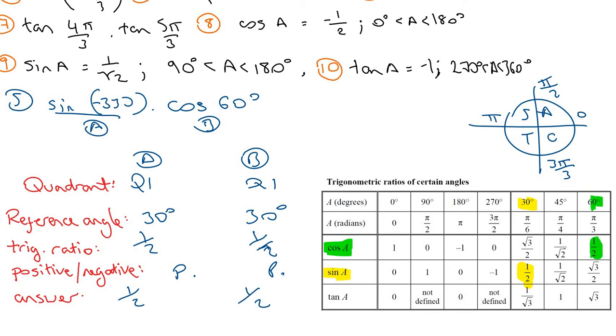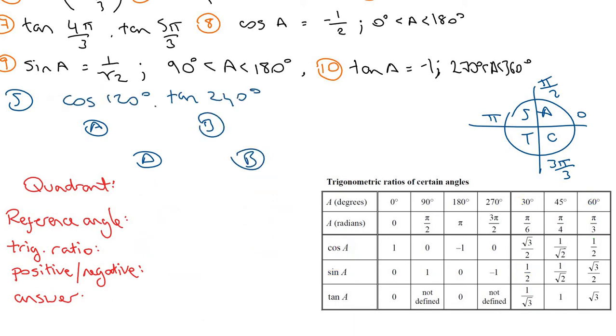Then if we're multiplying A by B there, which is sine of minus 330 by cos of 60 degrees, we get a half times a half, which is just 1/4. So the next part deals with question 5, which is cos of 120 times tan of 240.